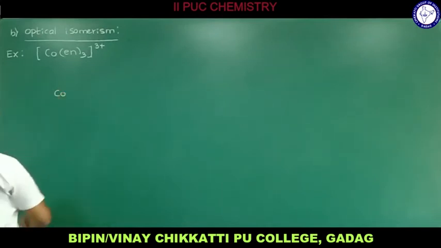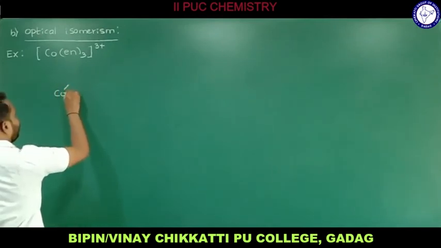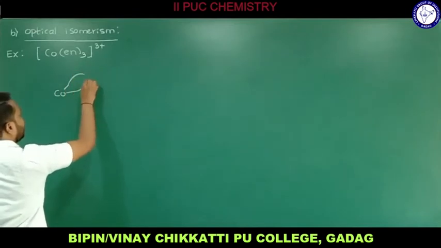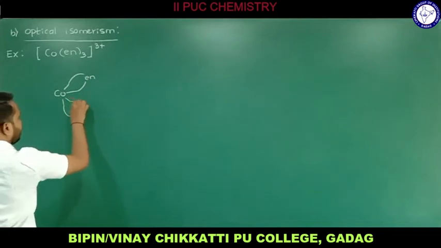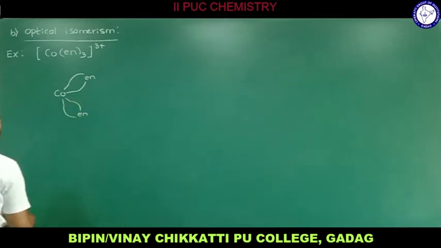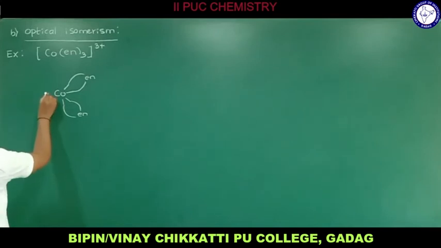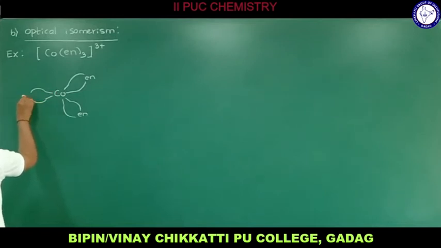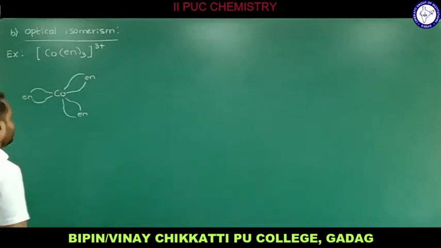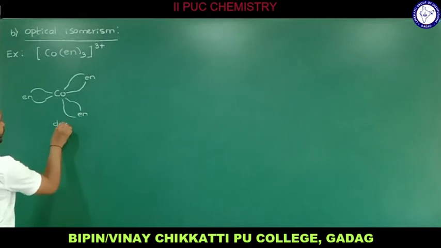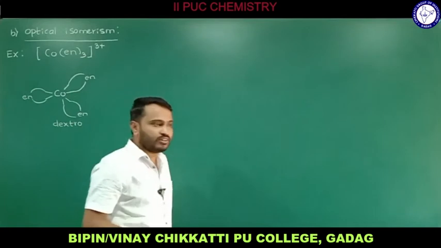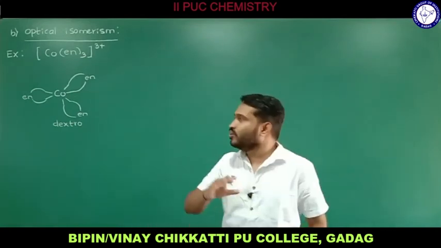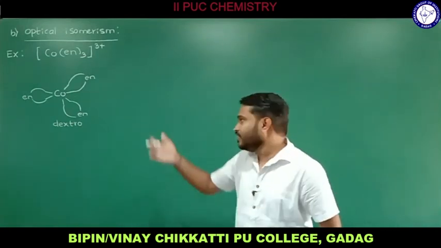So cobalt we have in the middle. En, and we know how we draw En. This will be one En, and this will be one more bidentate ligand, ethane 1,2-diamine, and one more, let me write here. This will be one more ethane 1,2-diamine, En. So this is dextro. If you place this particular compound in a polarimeter instrument and it rotates the plane polarized light towards the right side, that is experimental data, therefore this is dextro.